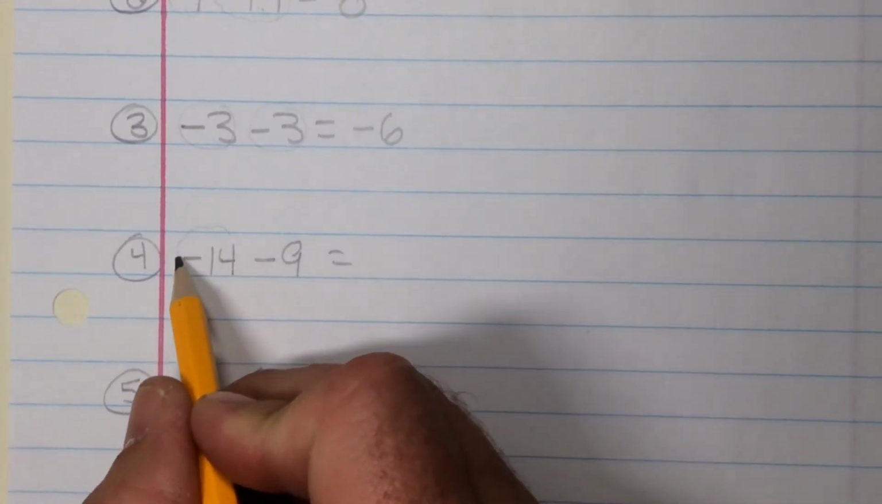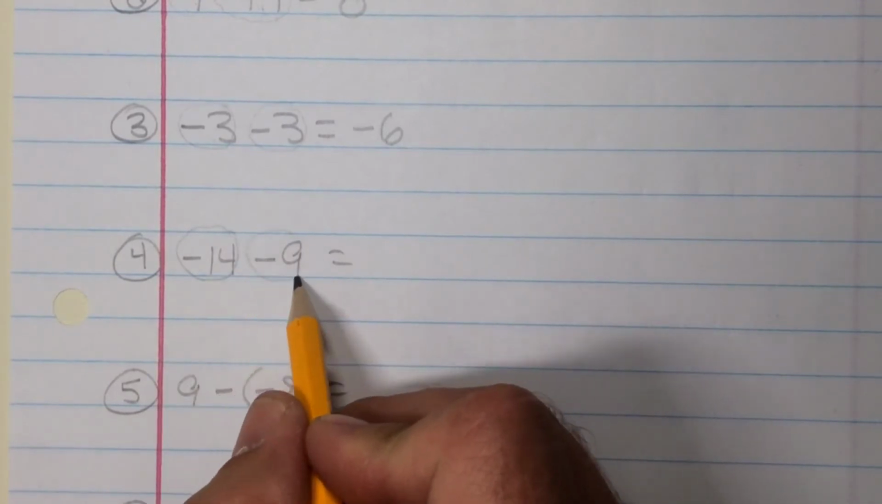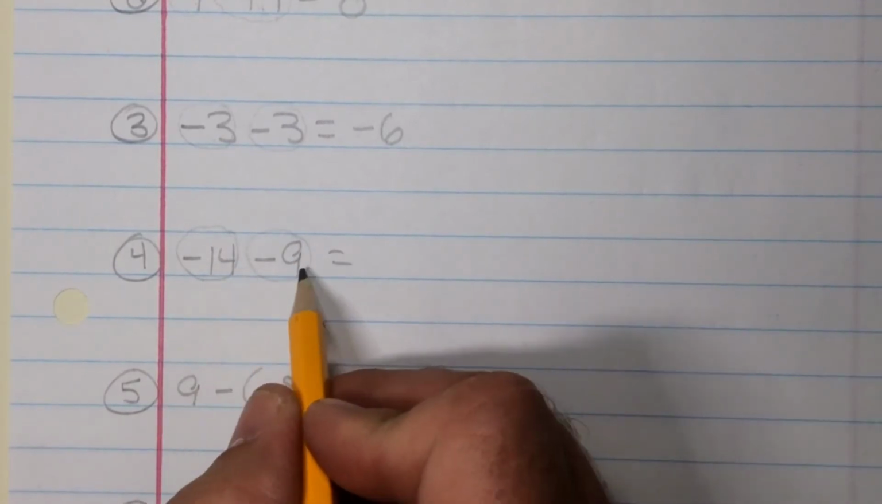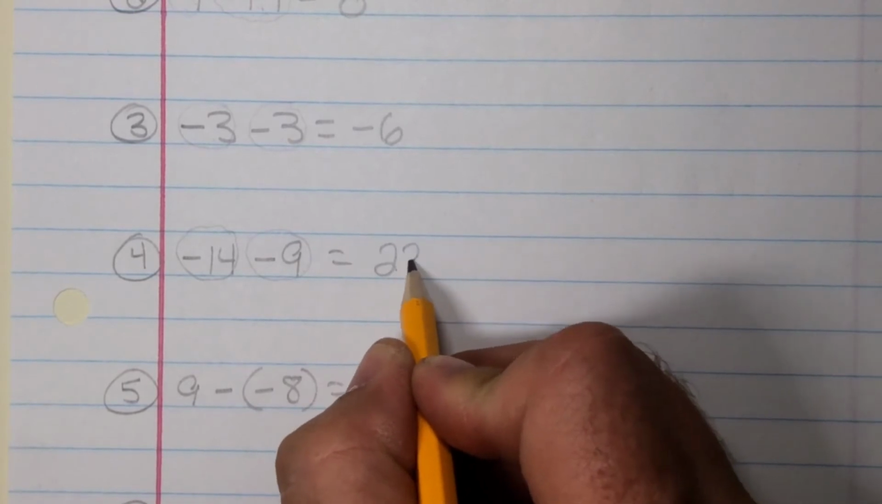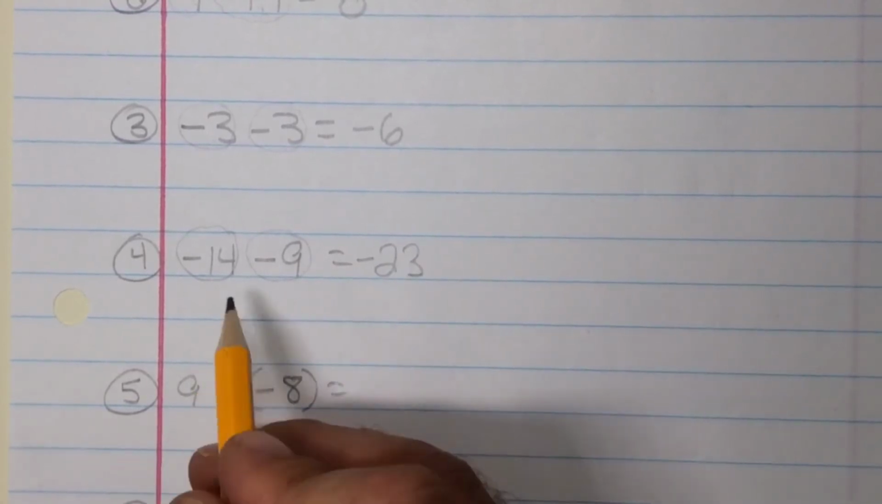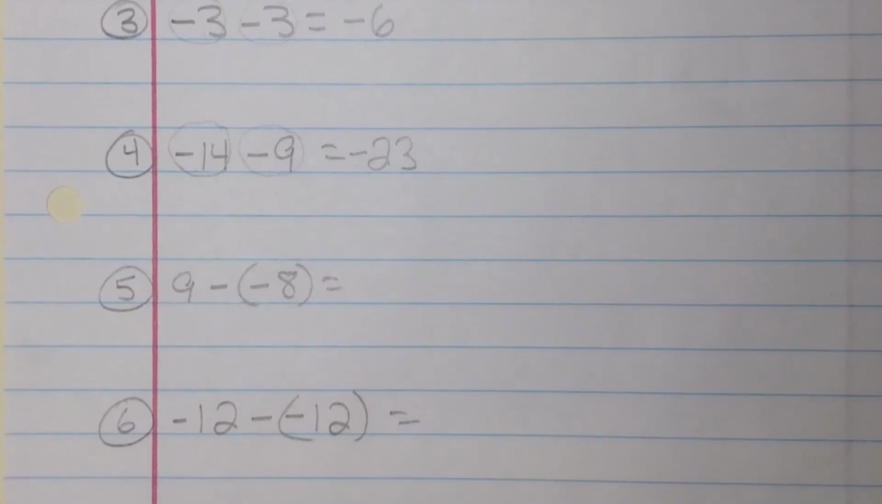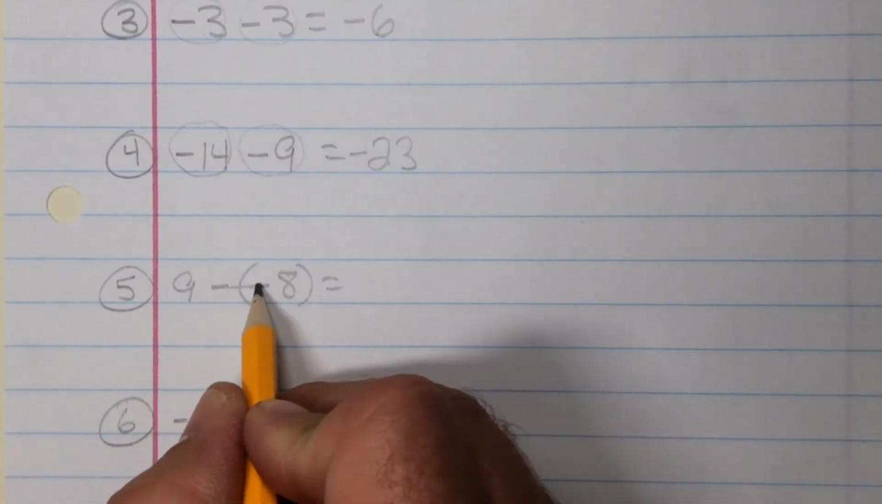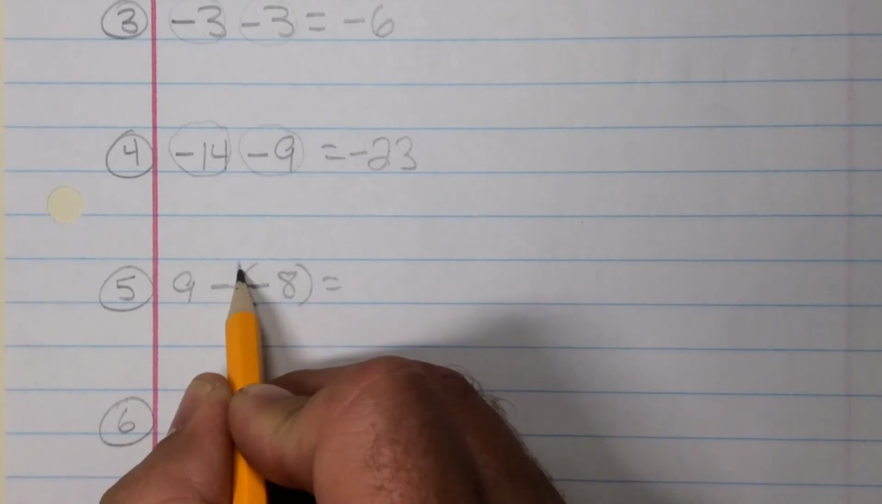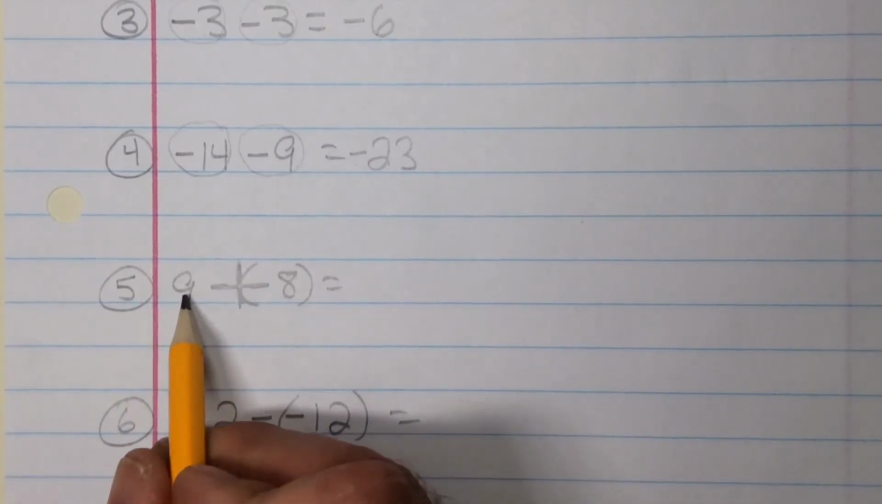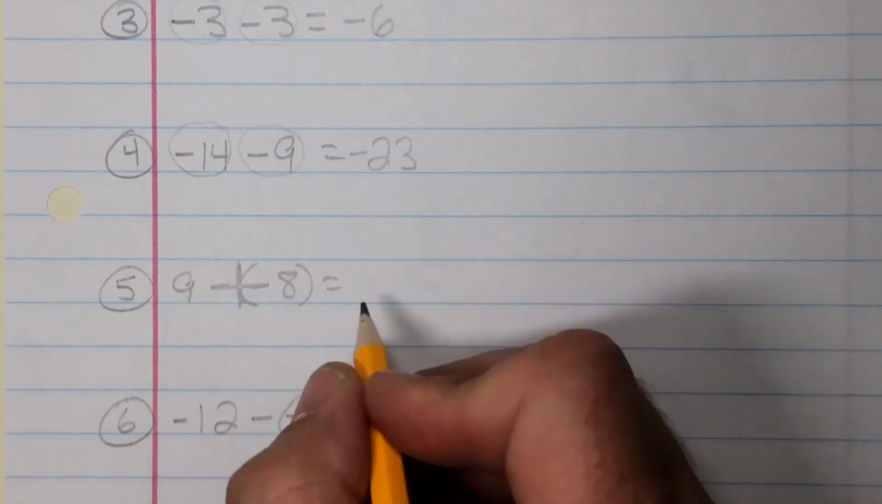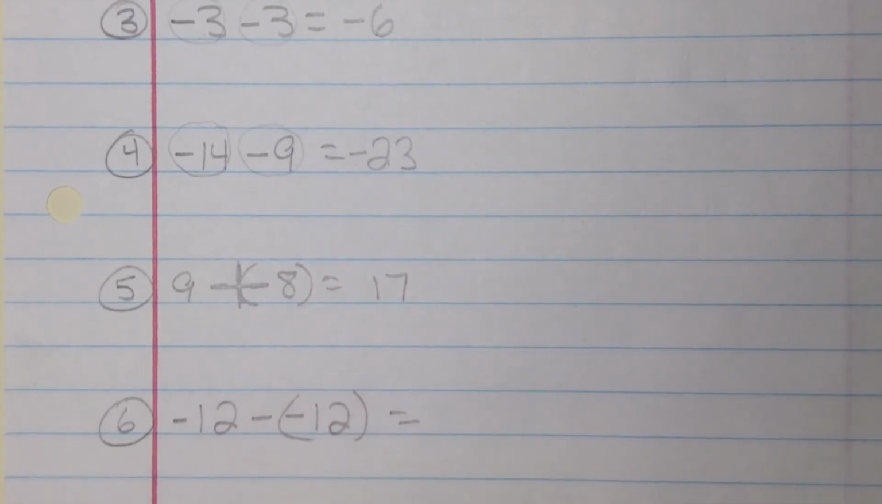Here's another same sign. I have two negatives. 14 and 9 is 23, and I keep it negative. Same sign, add and keep. Number 5, I take these two minuses and make it into a big plus, and the problem just became 9 plus 8, which is 17.